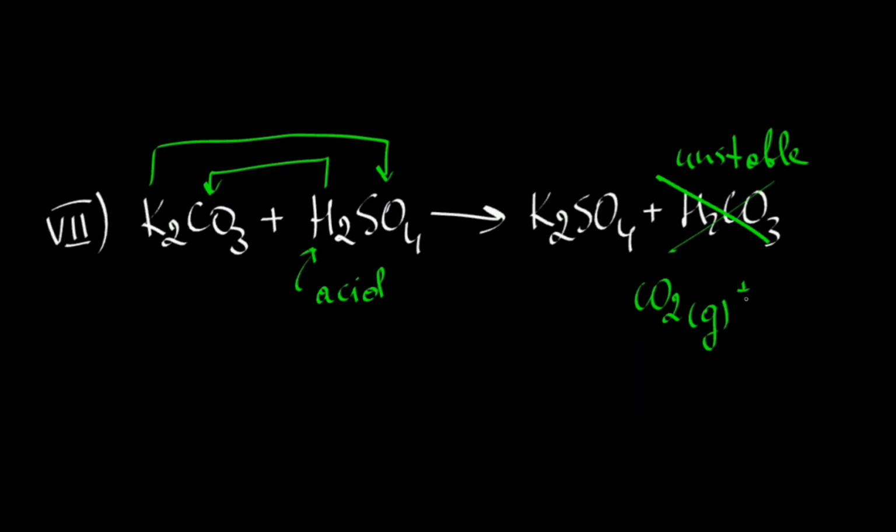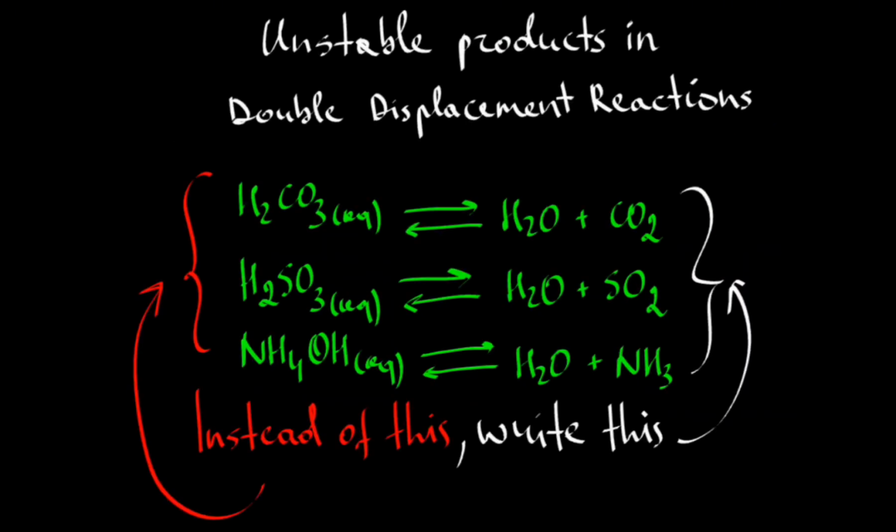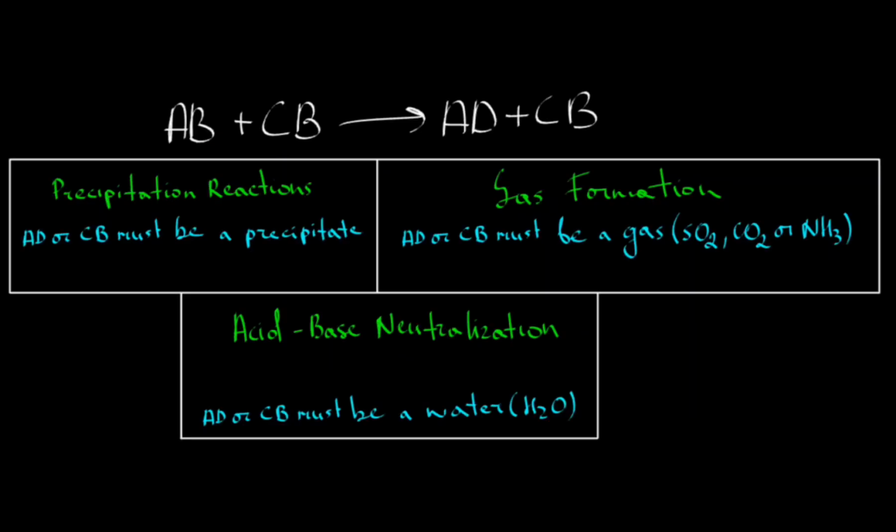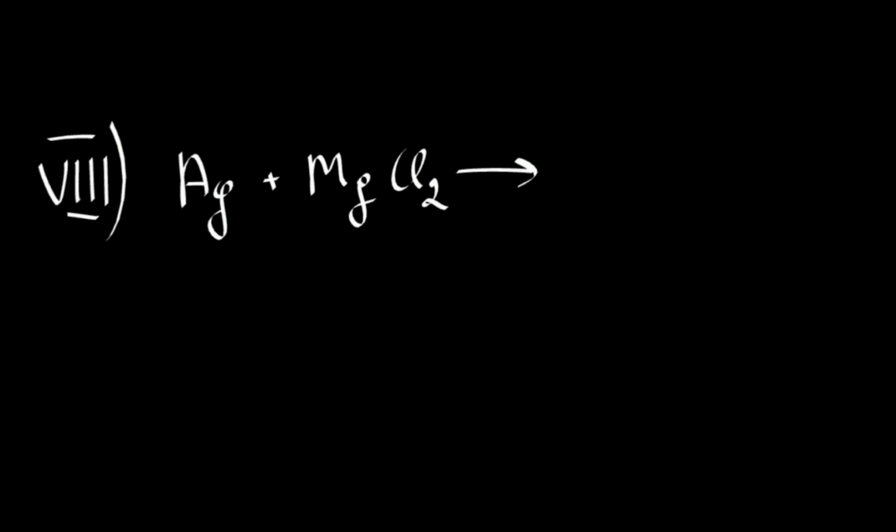There are three unstable products that you must always be aware of: H2CO3, H2SO3, and NH4OH. Each of them always produces water and gas. As we can see in this reaction, not only gas, but water formed as well. A quick reminder, in double displacement reactions, a product must always contain one of three following compounds: solid, gas, or water.